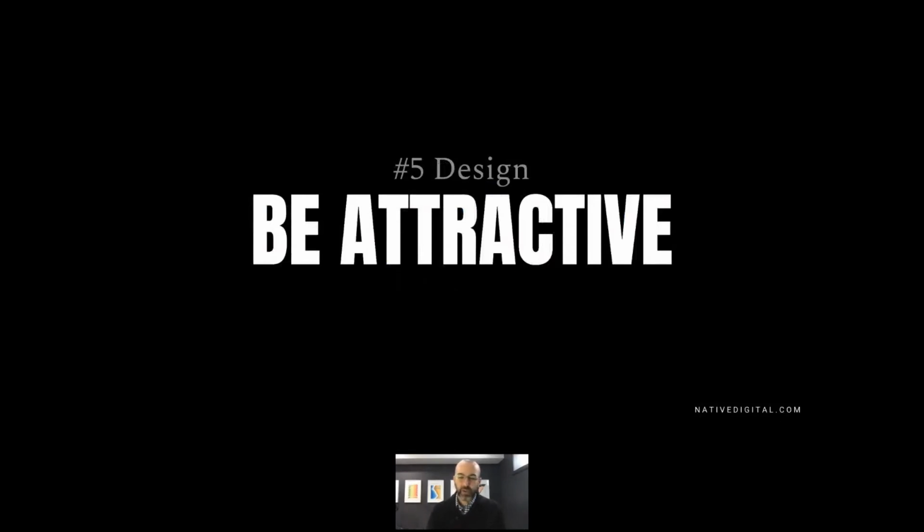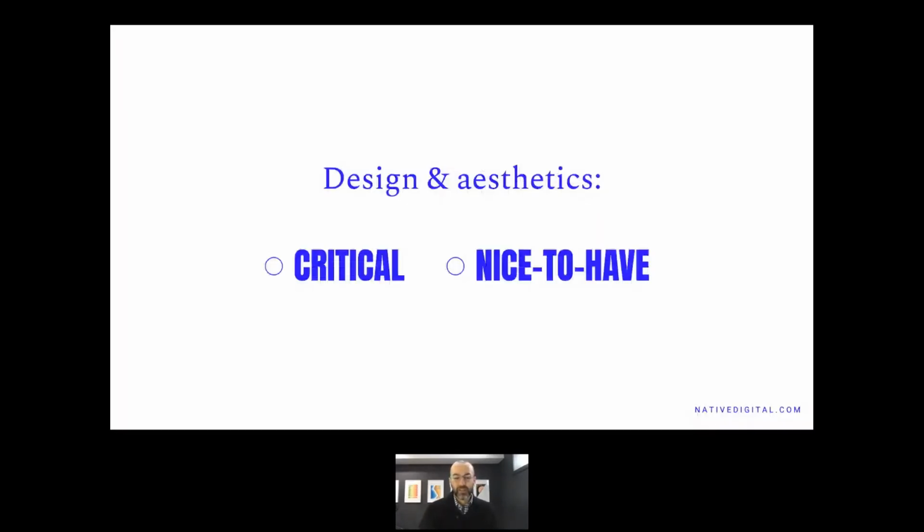Number 5, the other thing that's ever present and often doesn't get enough budget behind it is design. This idea of being attractive. If you ask most people, is design and aesthetics critical or nice to have? I think they will probably say critical because they assume that's the right answer, but the truth is it's mostly nice to have. If the budget allows for it, then they'll do it. If it doesn't, they just move on to the next thing.